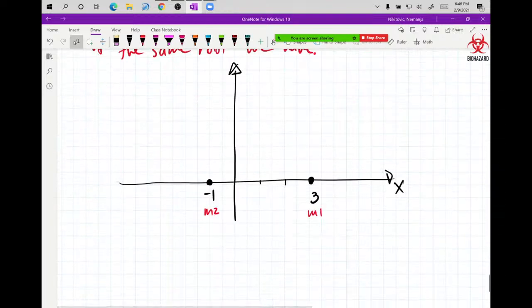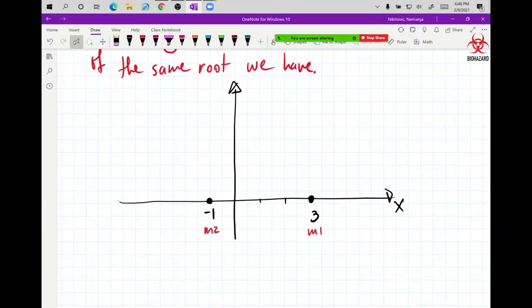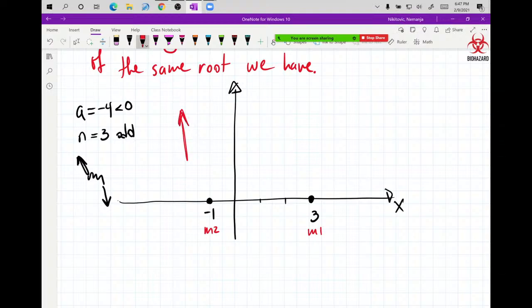So when I put all of those things together, I have a is equal to negative 4, which is less than 0, and I have n to be 3, which is odd. So what does that mean? Well, that means that the function should have this end behavior, like that. So now, I hope you're paying attention on this one because that's going to be tricky. Look.